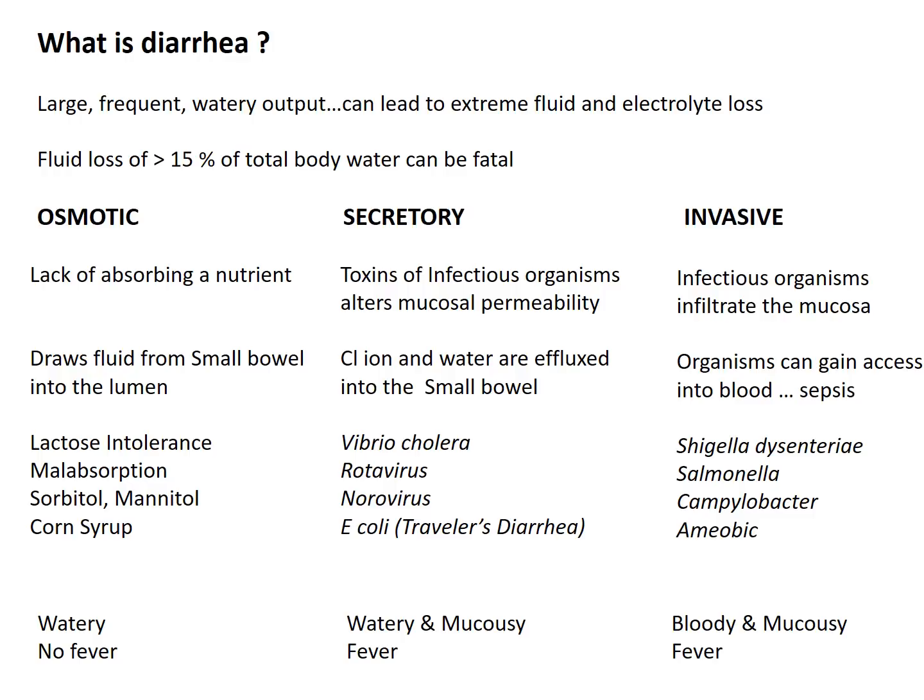And then invasive organisms, now you've got organisms that not only colonize on the epithelial small bowel, but actually invade through the epithelium, gaining access in the blood and can potentially lead to sepsis. These individuals have that watery mucousy diarrhea with abdominal pain and cramping and fever, and that diarrhea is often bloody. So in looking at individuals with bloody diarrhea, those are the ones that you should be really concerned of with respect to invasive organisms such as Shigella, Salmonella, Campylobacter, and amoeba.